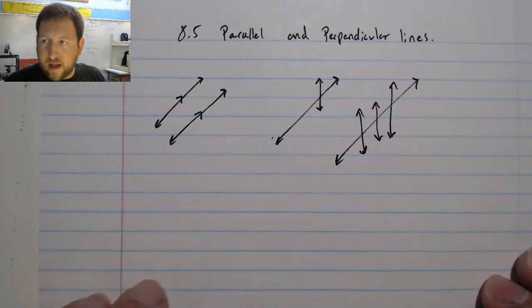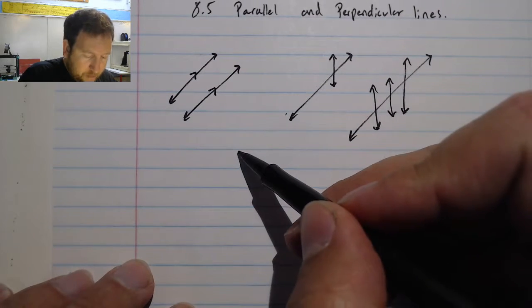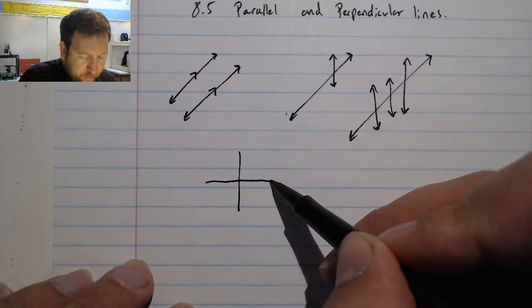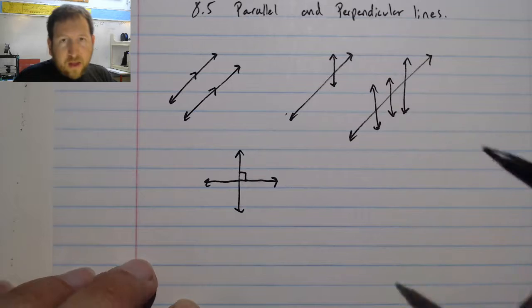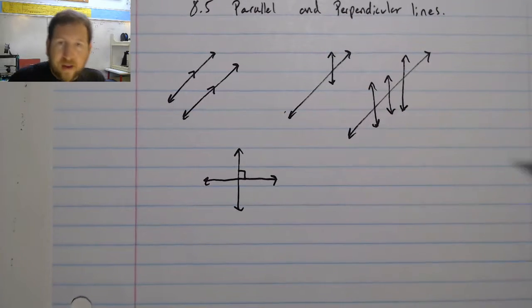And lastly, we have our perpendicular lines. Perpendicular lines look like this. And remember that they have a 90-degree angle. Normally when you see this written, you only see one 90-degree angle.